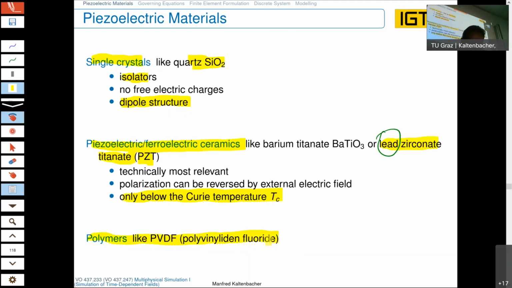And then there are also polymers, which have a reasonable, let's say, coupling factor, but it is not as high as, for example, in PZT. So this is very often used for sensor applications, for example, to measure the pressure fluctuations in an ultrasound field, in water, for example. And clearly, barium titanate as well as lead zirconate titanate, PZT, is mainly used for actuator applications.